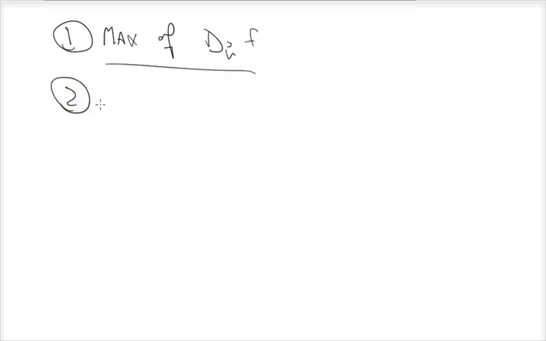And the first is finding the maximum of a directional derivative. So finding the maximum of the directional derivative, you use the gradient vector to find that. And then also we can use it to find the normal vector of a tangent plane.